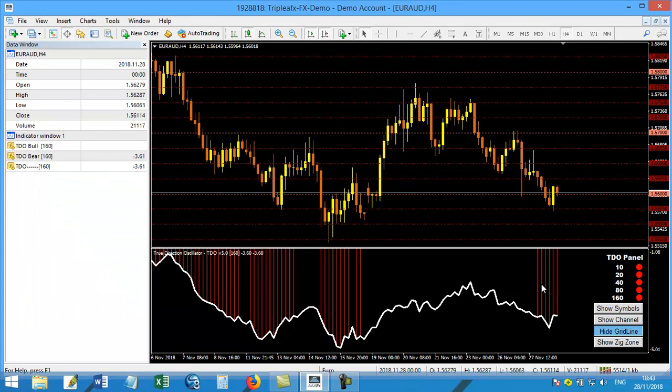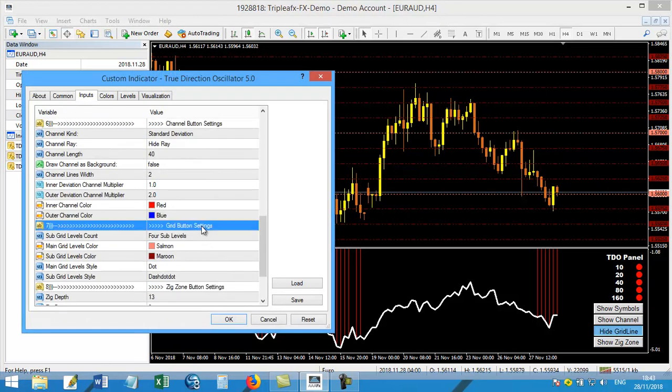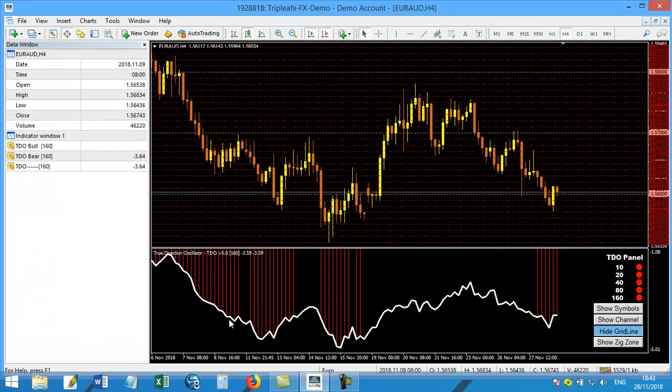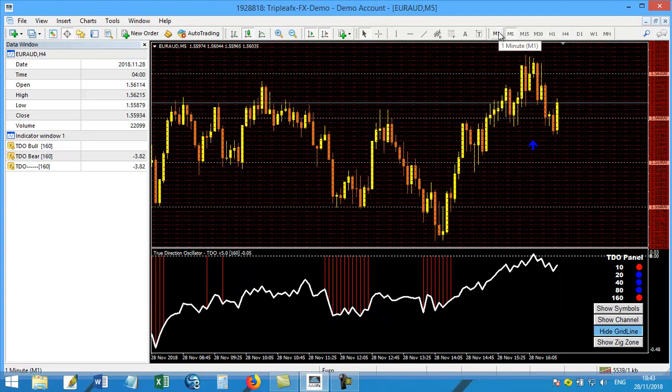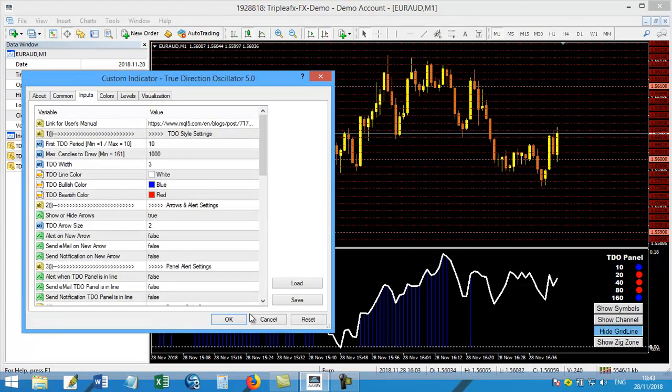You can add even 10 sub-levels, even 10 sub-levels like this, and this will be too much. Take a look, it became too much. But if you move to a lower time frame, here we are on the 4-hour time frame, so if we move to the 5 minute time frame, or even the 1 minute time frame, you can see the difference. I want to show you here something else.